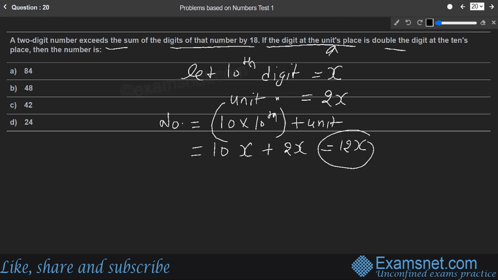Then he said the two-digit number exceeds the sum of its digits. So let us find out the sum of the digits.